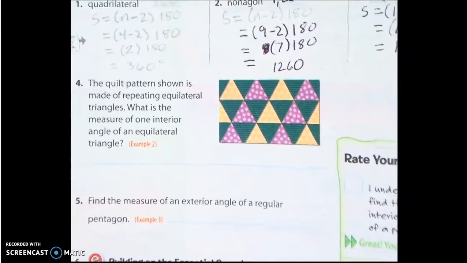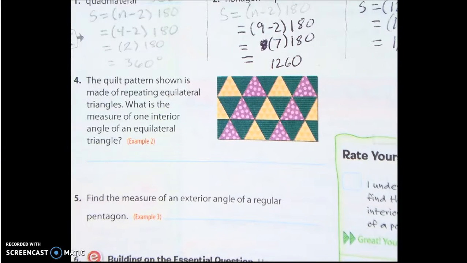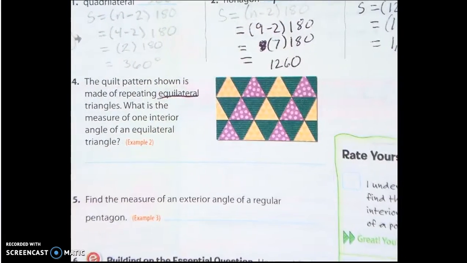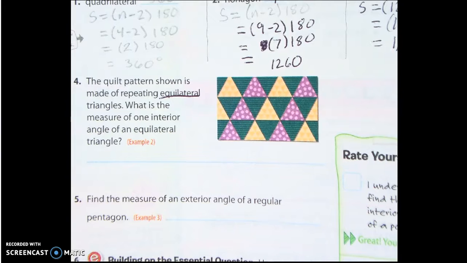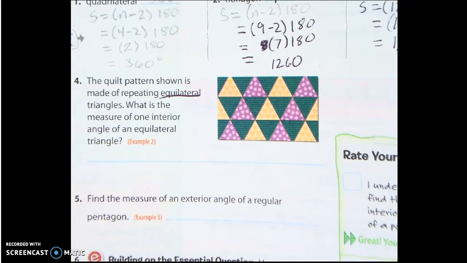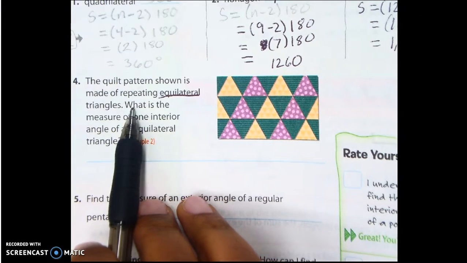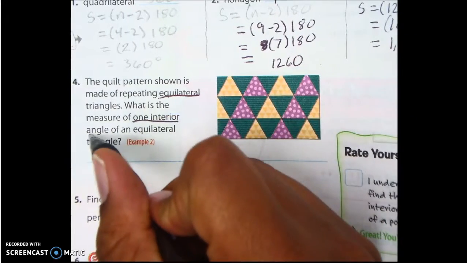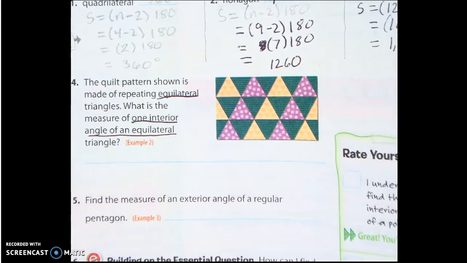Moving on to number 4. Number 4 says the quilt pattern shown is made of repeating equilateral triangles. That's very important to understand. They're equilateral. What does that mean? It means that all the sides are equal, and all the angles are equal to each other. So we have a triangle. So what is the measure of one interior angle of an equilateral triangle?